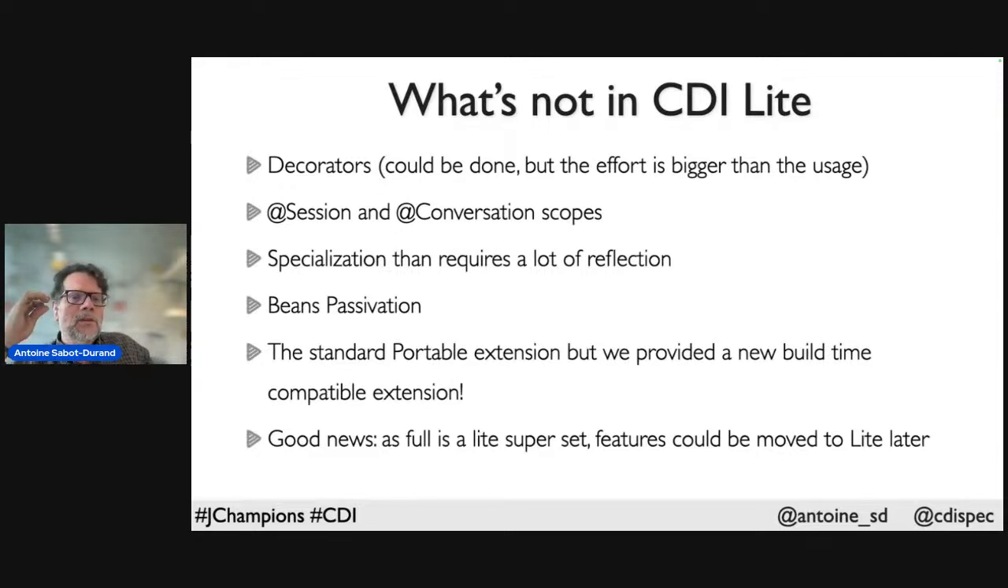Some of the scopes, like session and conversation scope, were removed. Mostly stateful scopes that weren't very relevant. Session and conversation are very web and, let's say, JSF or servlet related. Specialization, which is a nice CDI feature, especially for tests, was removed because the specification implies a lot of reflection at the implementation level. Bean passivation as well. All the serialization of the state of the bean was removed because it's not very compatible with build time features.